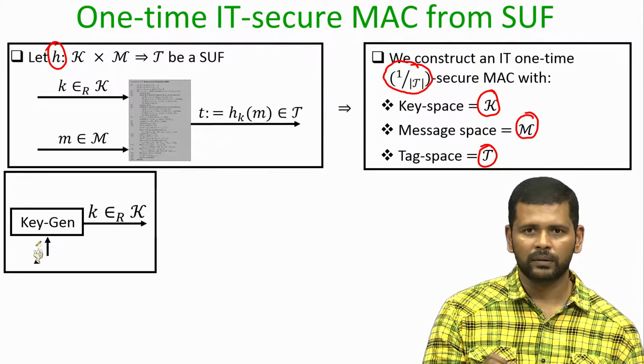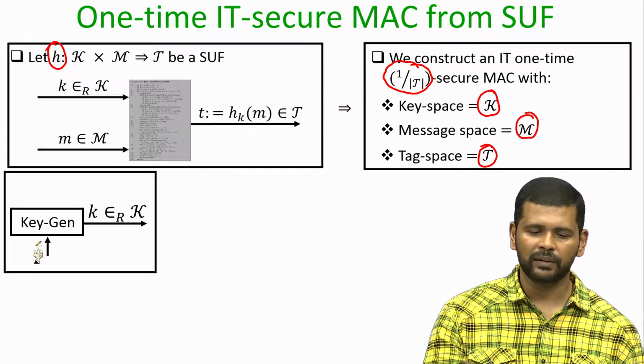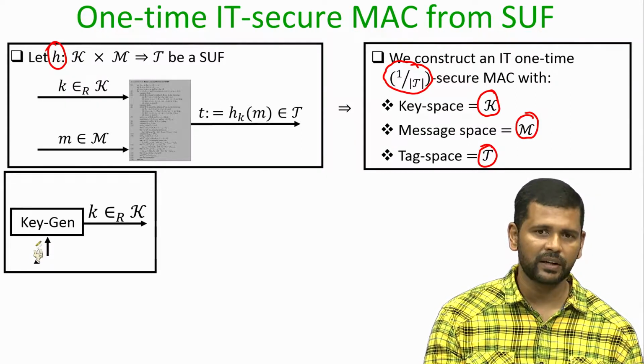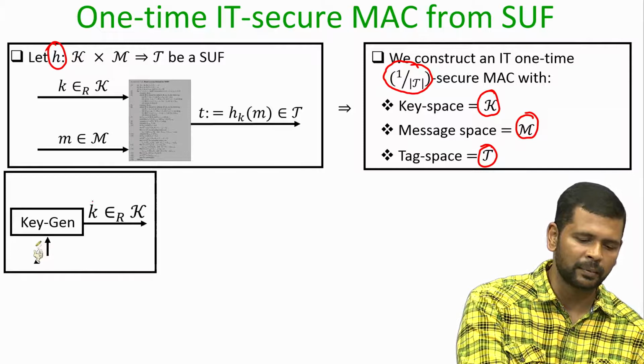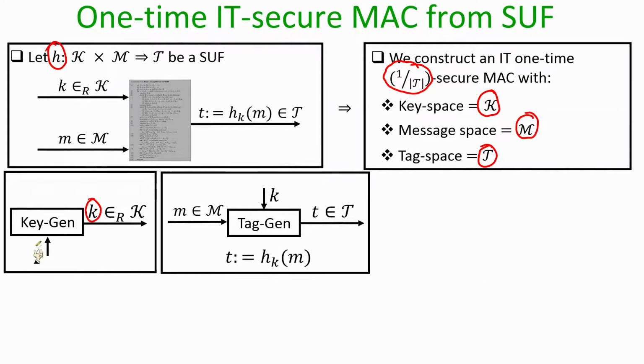So, the key generation, the tag generation and the tag verification algorithm of the MAC that we are going to construct is as follows. The key generation algorithm outputs a uniformly random little k from the key space, and the tag generation algorithm is a deterministic algorithm where to compute a tag on a message little m with a key k, we basically compute the value of the SUF, namely h, with the key k and m as the input, and that is the tag for the message m under the key little k.